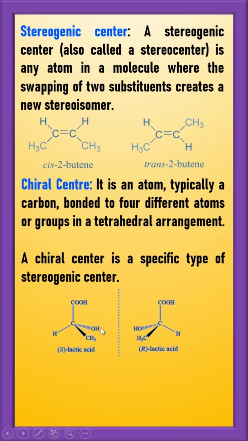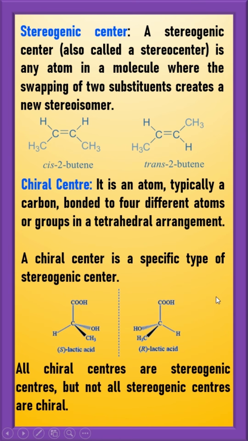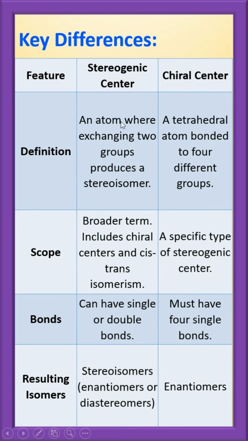Now you see if you exchange any of the two groups in S lactic acid or R lactic acid, then they will also produce some stereoisomers. So these carbons are stereogenic centers, but at the same time they are also chiral centers. But here they are only stereogenic centers but not chiral centers. So we can say that all chiral centers are stereogenic centers but not all stereogenic centers are chiral. So we can sum up this discussion by this table.